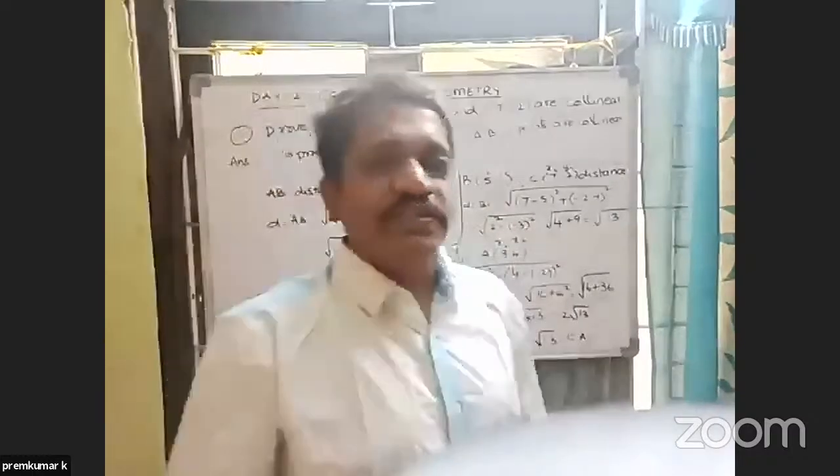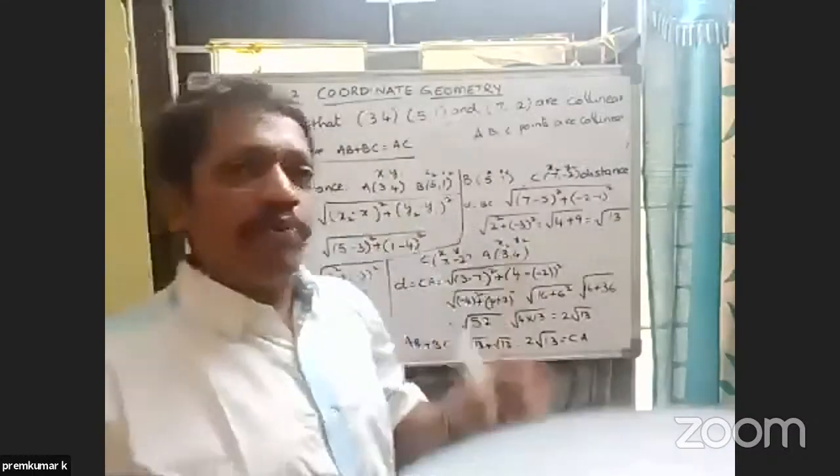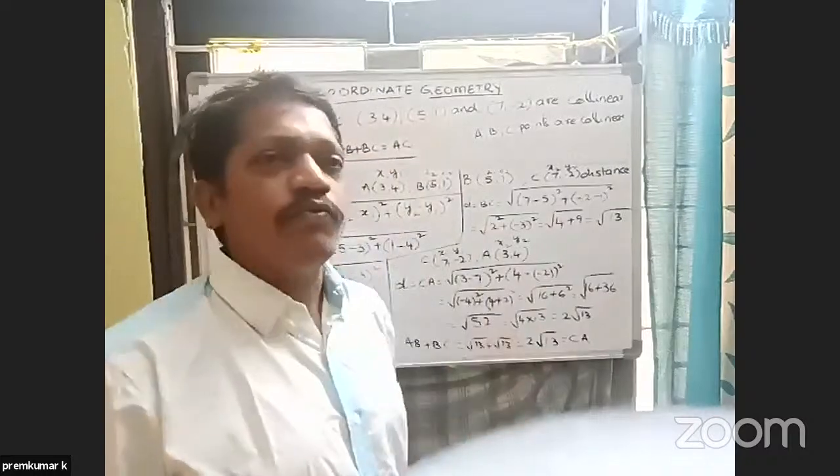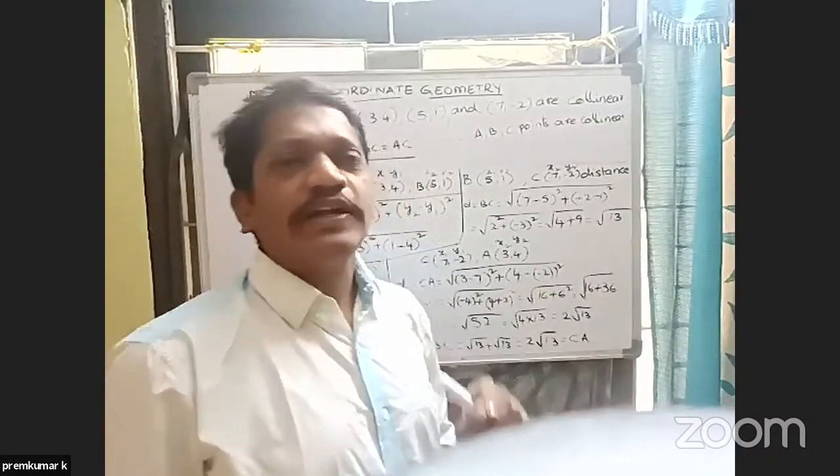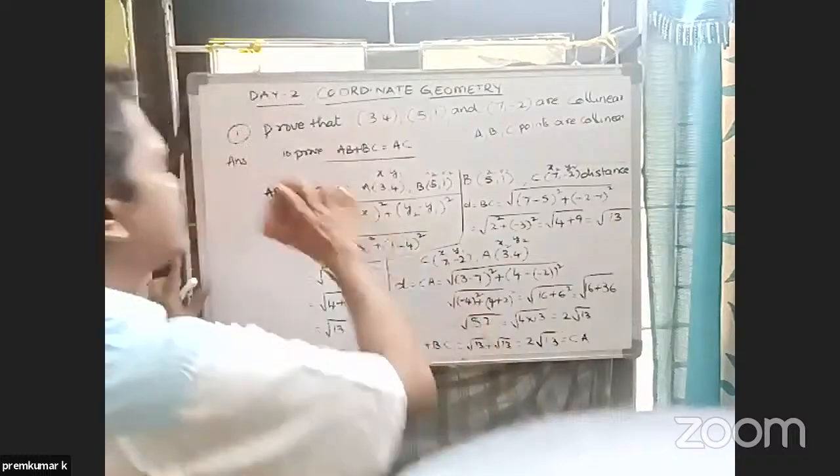Okay, by this we completed the problem on collinearity. Now we go for the problem on the types of triangles.